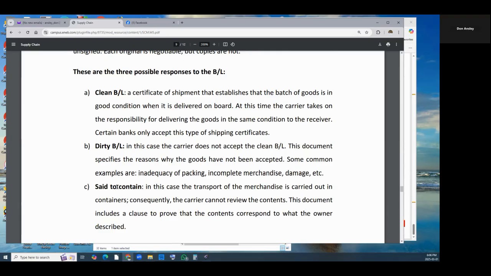And also C, said to contain. In this case, the transport of the merchandise is carried out in containers. Consequently, the carrier cannot review the contents. This document includes a clause to prove that the contents correspond to what the owner has described.